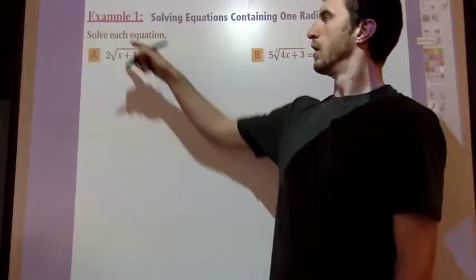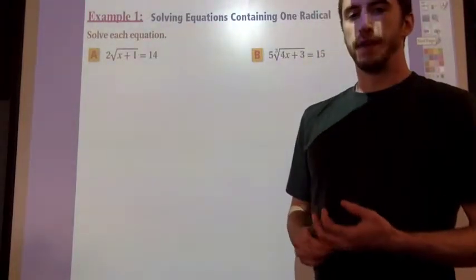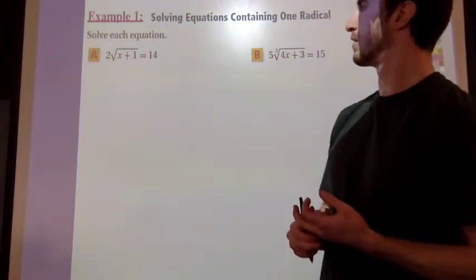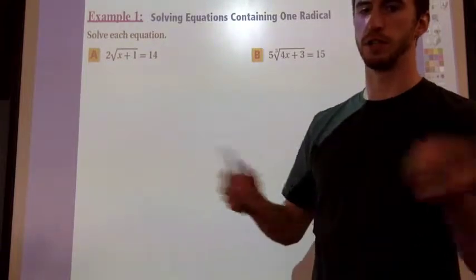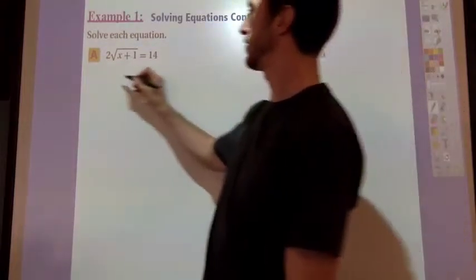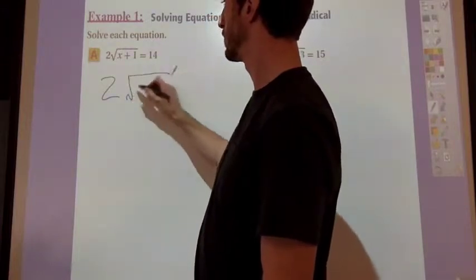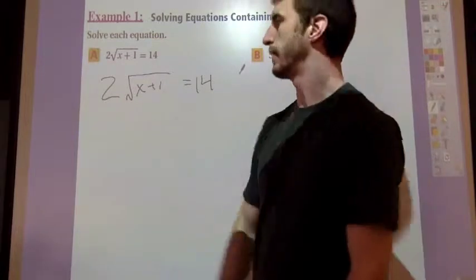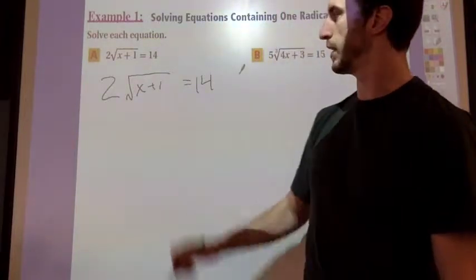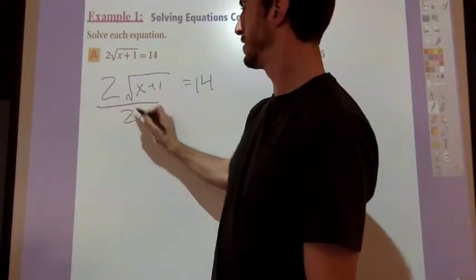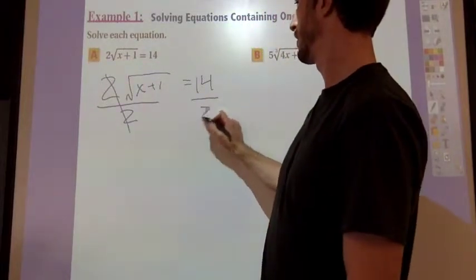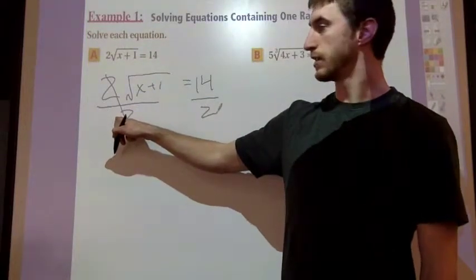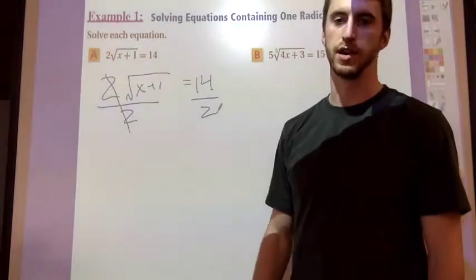So, this one, right off the bat, wants us to solve each equation. These are radical equations, so I'm just going to do this simply algebraically. This one is 2 times the square root of x plus 1 equals 14. So right off the bat, using simple algebra, I can divide both sides by 2. That gets rid of that. Notice the 2 is on the outside of the radical, therefore I can just cross it off easily.